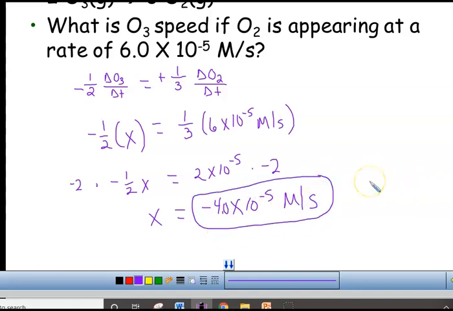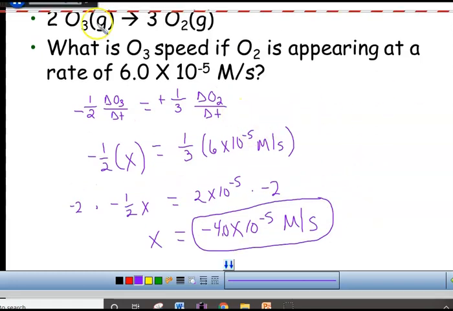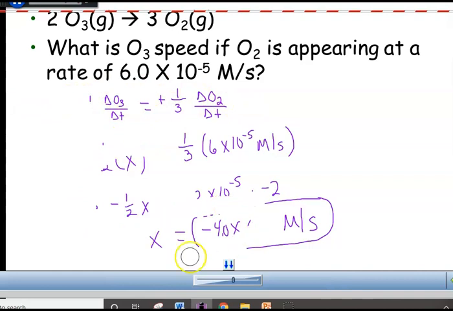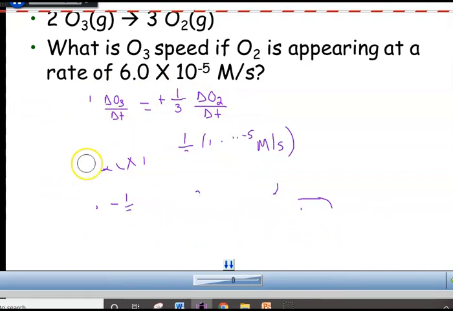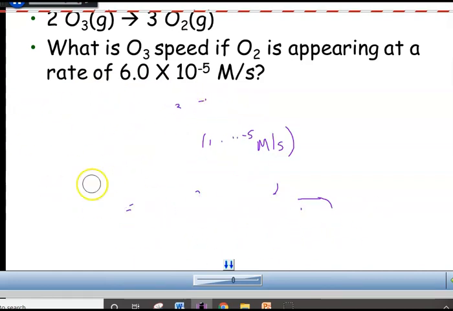Okay. Why negative? Well, ozone's disappearing, negative. Why positive? Oxygen's forming. Okay, so that's using the equation. So now let's look at it using the proportions. And whichever you prefer, doesn't matter to me.